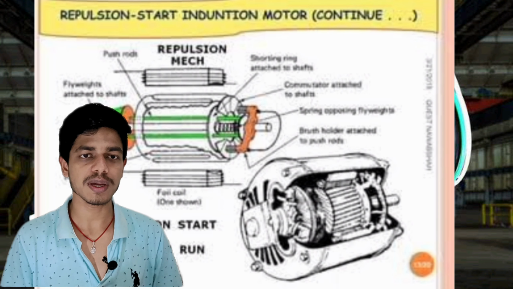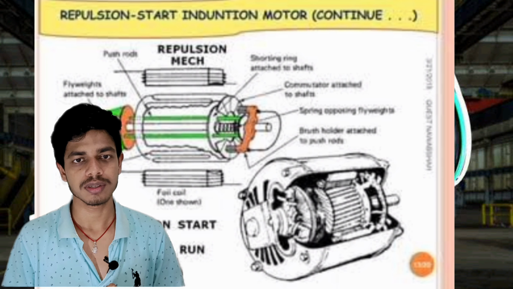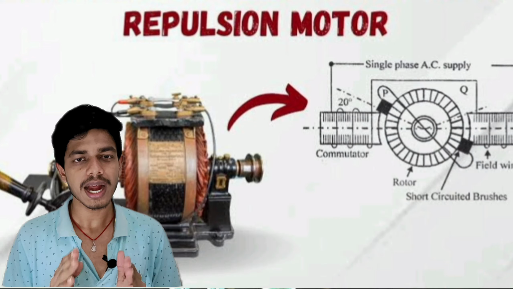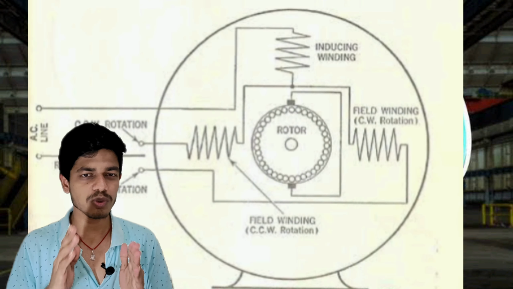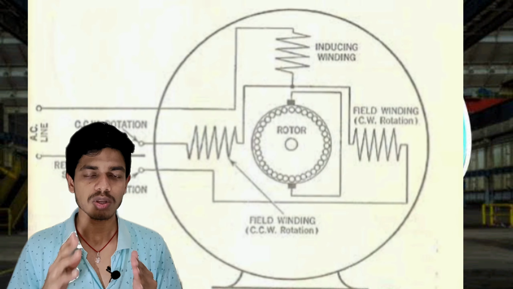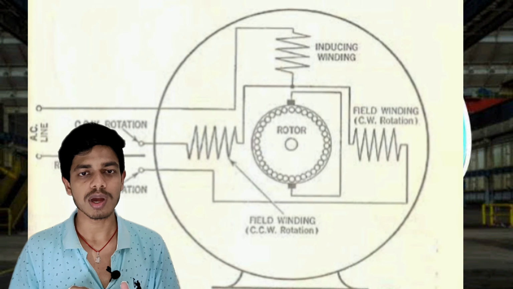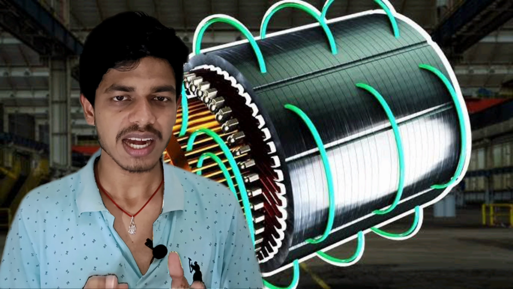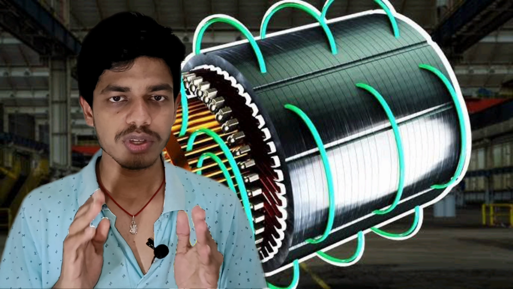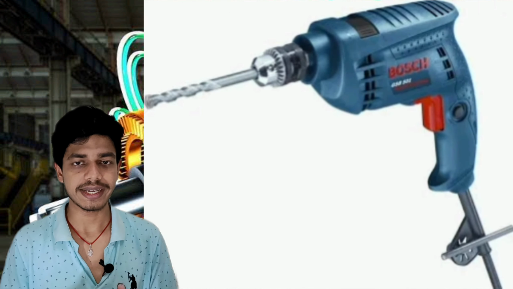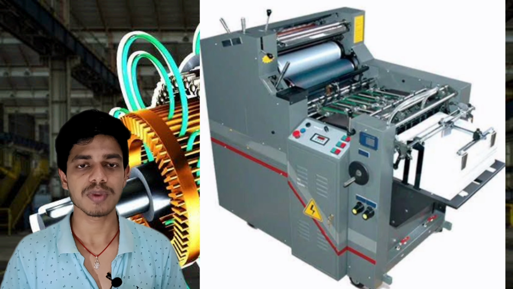Now we discuss the repulsion start induction motor. This repulsion start induction motor is the combination of a repulsion motor and a single phase induction motor. These motors have characteristics like high starting torque, constant speed of rotor and no requirement of any centrifugal switch. These motors have some disadvantages: they are very expensive and require high maintenance. We use these motors in applications like commercial refrigerators, drilling machines and printing presses, etc.